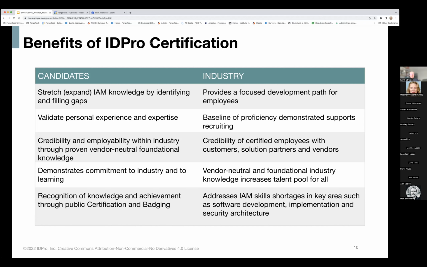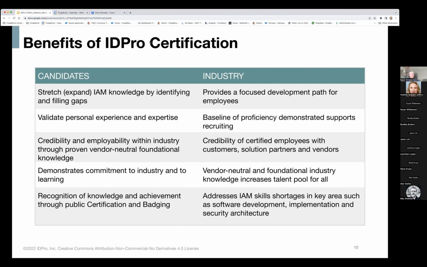And we've seen organizations coming along wanting to get whole teams certified because they want to show that they are true experts in the identity space. I've already mentioned it's vendor neutral, it's foundational, it's knowledge that everyone coming into the industry should have, whether it's new into the industry or transferring from another sector. But this is the foundational knowledge.